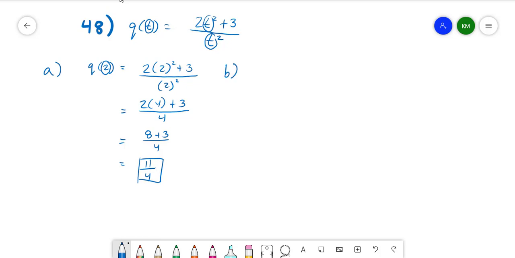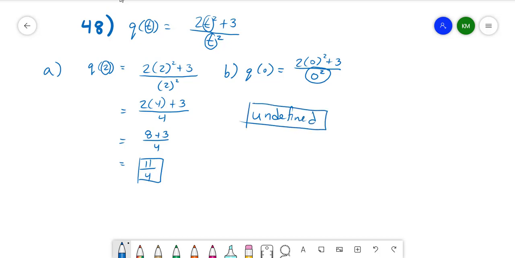Okay. Part B says find q of 0. So this is a very similar question. I'm just putting a 0 in for those two t's. So you have 2 times 0 squared plus 3 over 0 squared. Now for this question, as soon as I see that 0 squared is 0, and you can't have a 0 in the denominator, this one is undefined. There's no answer for part B.